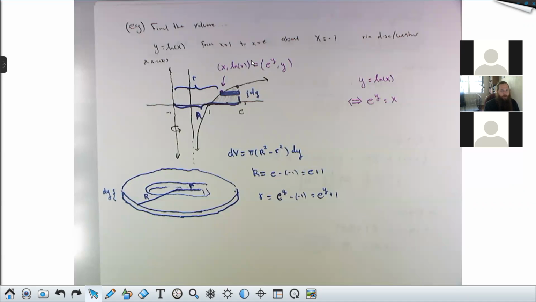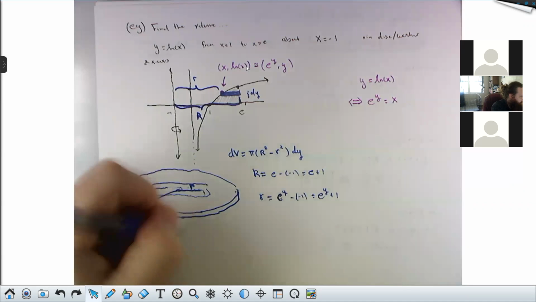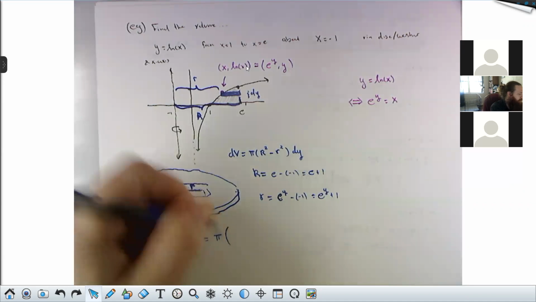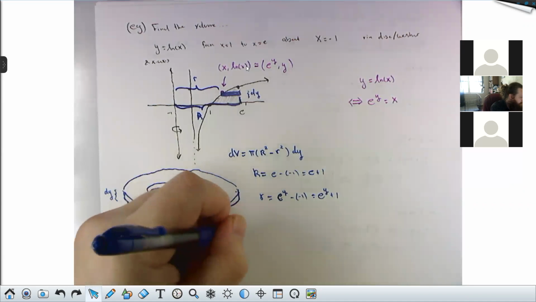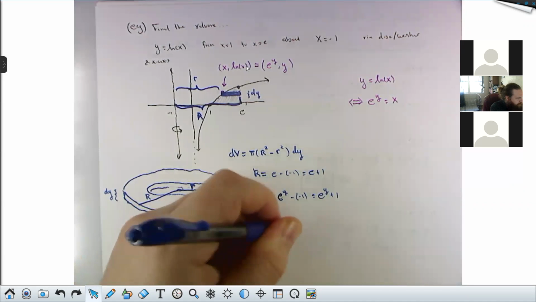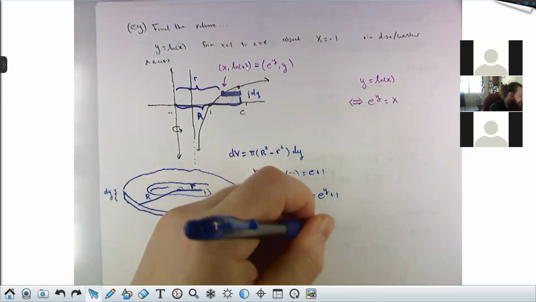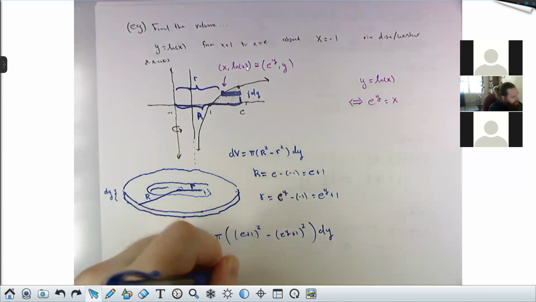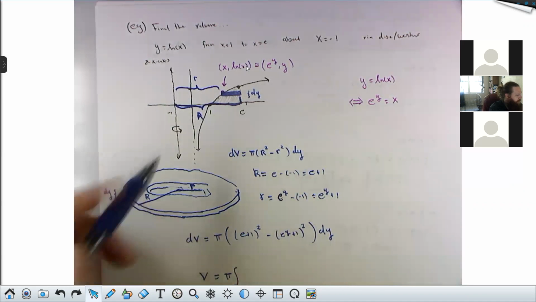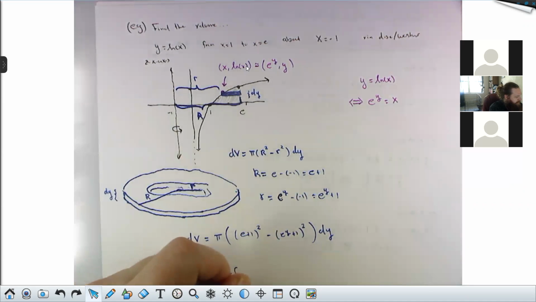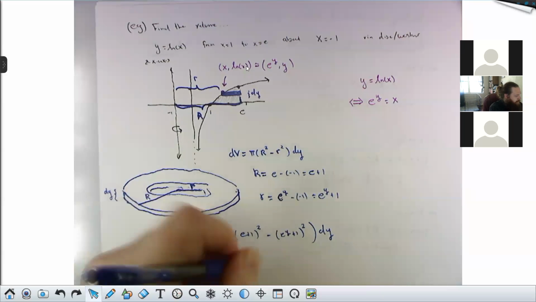The equal sign with the top one shaky and the bottom one flat stands for the word isomorphic, if you're curious. But this tells us that dV is pi times (e plus 1) squared minus (e^y plus 1) squared dy. And that means that your volume V would be pi times the integral from y equals 0 up to y equals 1 of this stuff.